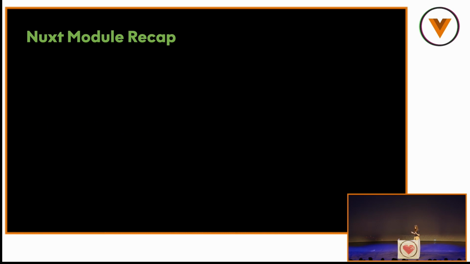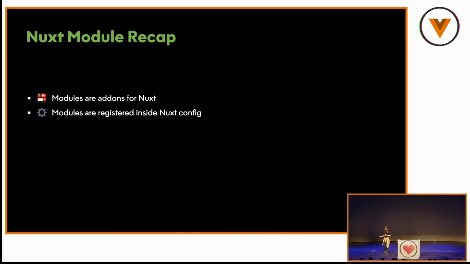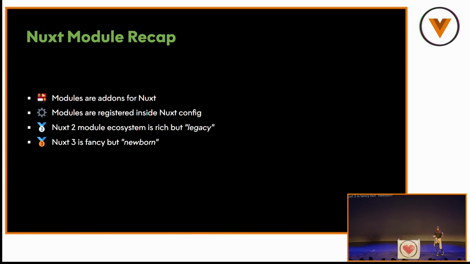So to recap what we learned so far about Nuxt modules: Nuxt modules are add-ons to Nuxt. They are registered inside the Nuxt config for both Nuxt 2 and Nuxt 3. In Nuxt 2, the module ecosystem is rich, but about to be legacy. And the module ecosystem in Nuxt 3 is fancy, but still a newborn today.